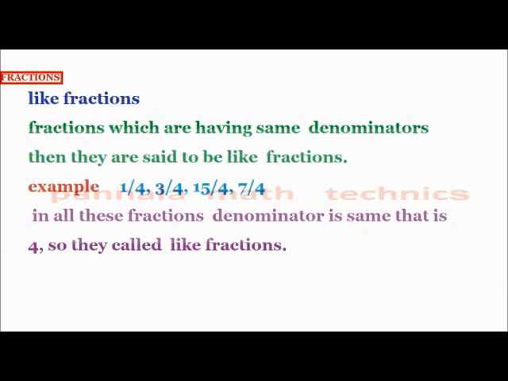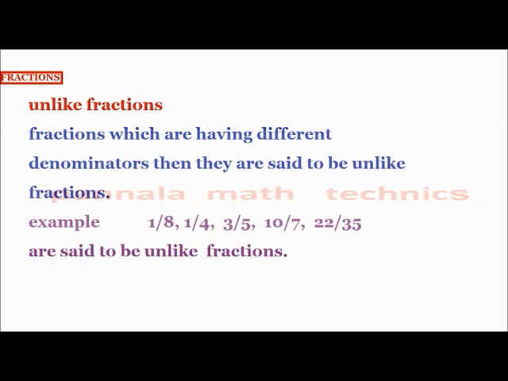In a set of fractions, if the denominators are the same, then they are said to be like fractions. Fractions which have the same denominator are said to be like fractions. Example: 1 3/4, 3/4, 15/4, 7/4. Here the denominator is the same, that is 4. So these are all like fractions. Fractions which have different denominators are unlike fractions.